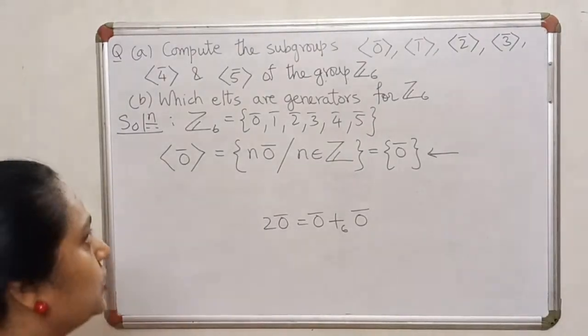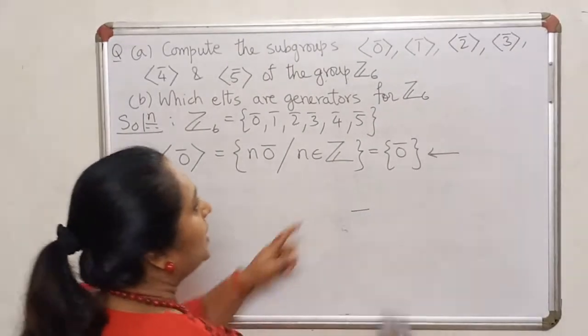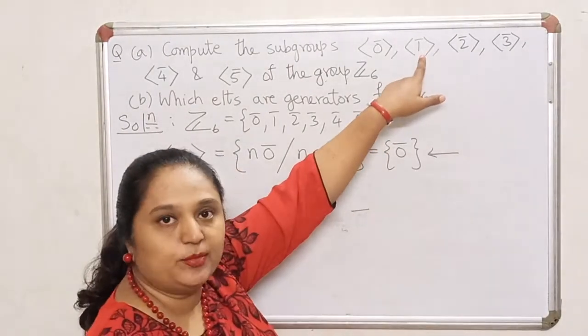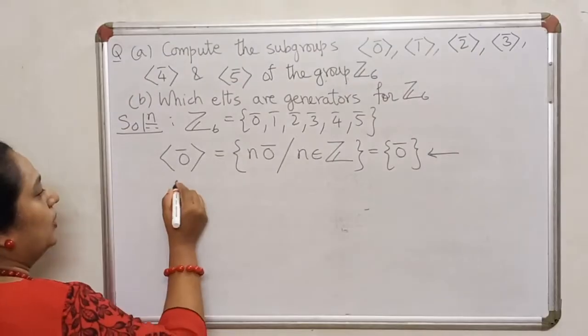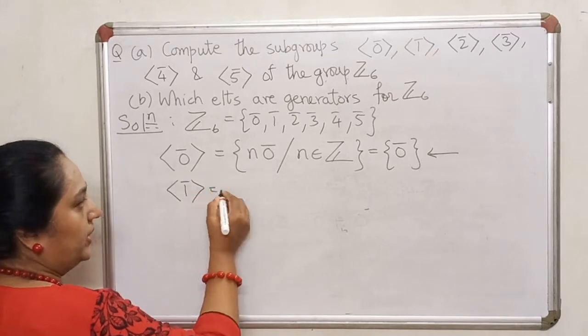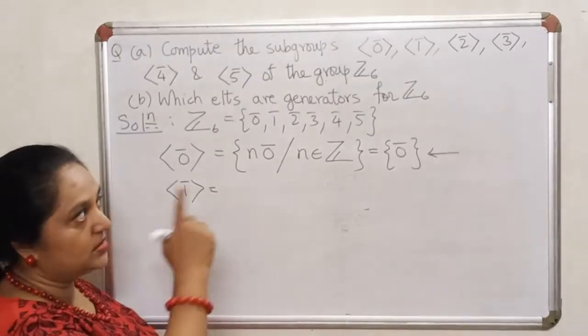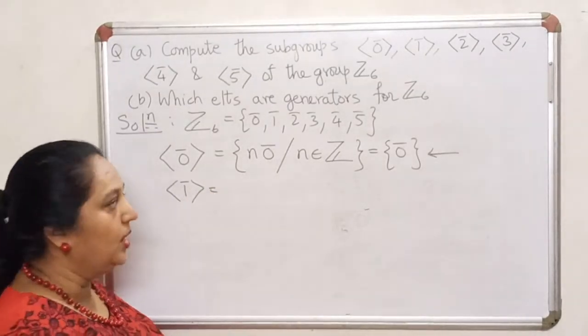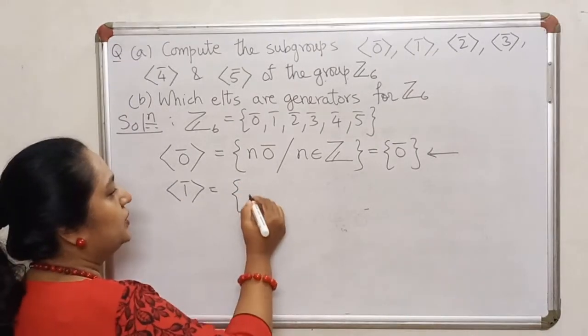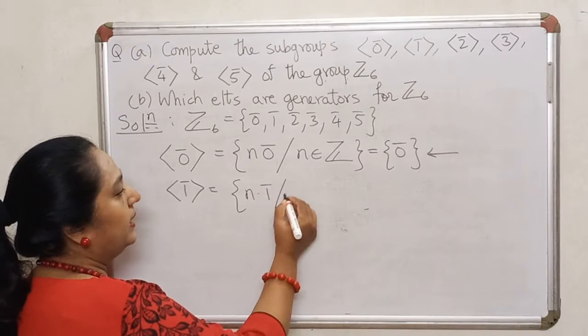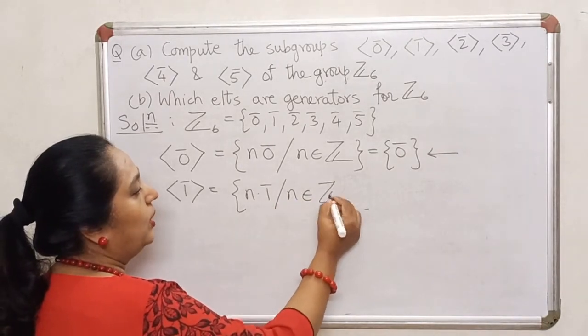Next, we need to find out what is the cyclic subgroup generated by the element 1 bar. So let us take 1 bar as a generator now. Once again, because the group operation is addition, we will have to take integral multiples of the generator. So n times 1 bar, where n belongs to Z.